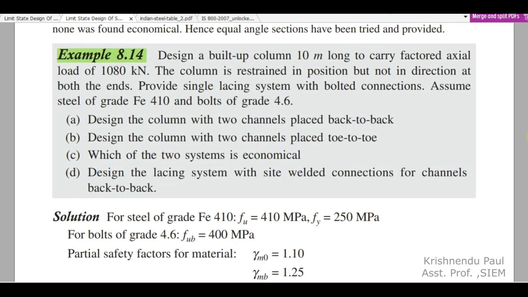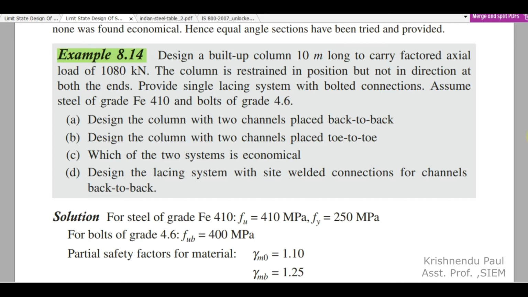So in our past video lecture, we have covered the theoretical background of this built-up column. So in this video lecture, we will cover this numerical problem from built-up column. As you can see the numerical on your screen, I will suggest you to understand this question first before you attempt to solve it.